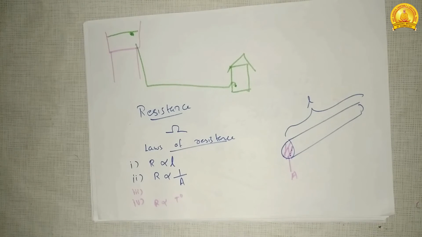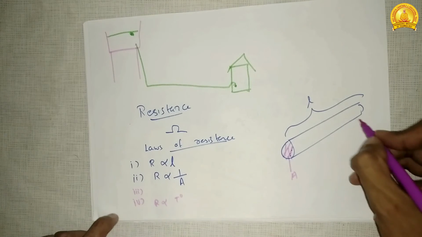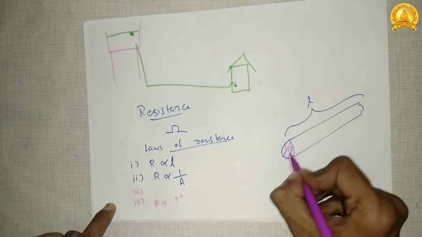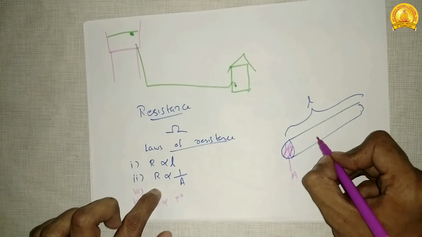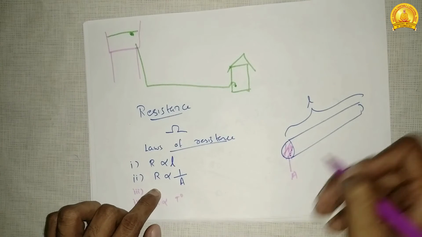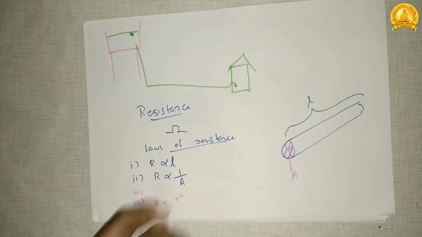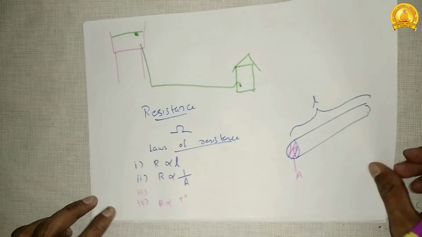These are the laws of resistance. You should know the basic laws of resistance. The resistance of a material is directly proportional to its length and inversely proportional to the cross-sectional area of that. And third point is, the resistance depends upon material. And last point is, the resistance depends upon temperature. It may be positive or it may be negative temperature coefficient. We will discuss it later. So you should understand these basic terms.